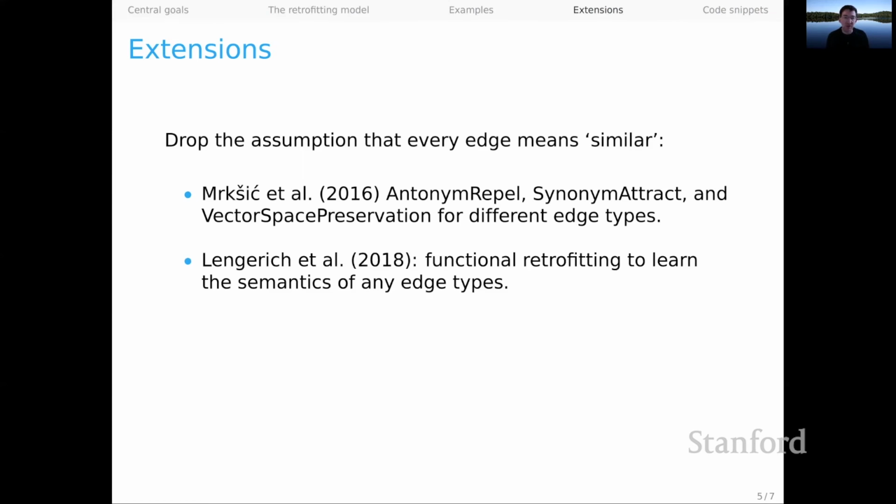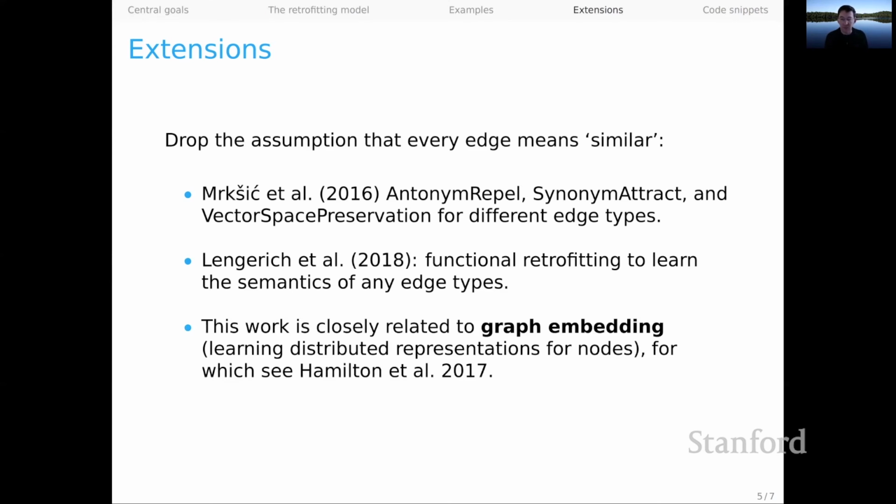So there are various extensions. I think the most general extension that I've seen is from a paper that I was involved with, led by Ben Lengerich, which is called functional retrofitting, which allows you to very flexibly learn different retrofitting modes for different edge semantics. And once you start down that road, you have a really natural connection with the literature on graph embedding, that is learning distributional representations for nodes in knowledge graphs. And this paper led by Will Hamilton is an outstanding overview of methods in that space. And then you have this nice synergy between NLP methods and methods that are more associated with work on knowledge graphs and social networks and so forth.